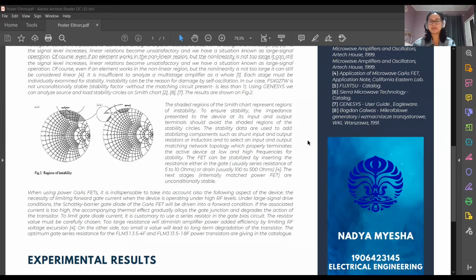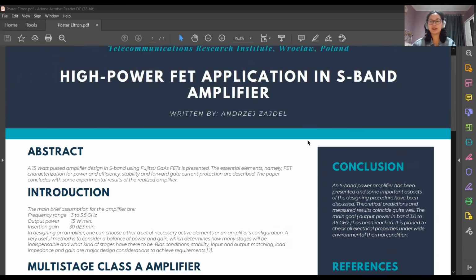Now to summarize this paper, an S-band power amplifier has been presented and some important aspects of the designing procedure have been discussed. Theoretical predictions and measured results correspond quite well with one another. The main goal, which is to produce an output power in the band range of 3 to 3.5 GHz, has been reached.